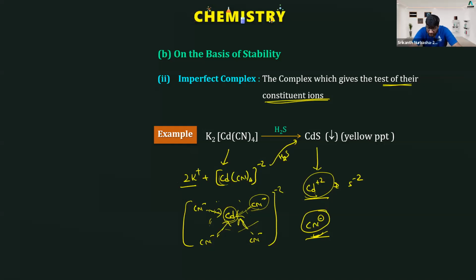What I'm saying is, if K2Cd(CN)4 is giving the test of all the types of ions like K plus, Cd plus 2, CN minus, then why can't we simply call this K2Cd(CN)4 a double salt? Because it is not giving the ions simply in dissociation with water. We are adding some H2S externally. If K2Cd(CN)4 were simply giving all types of ions whenever you add it to water, then it is a double salt instead of an imperfect complex. It is giving the constituent cadmium sulfide only in the presence of H2S. So we have added some external agent. That is why it is an imperfect complex, not a double salt.